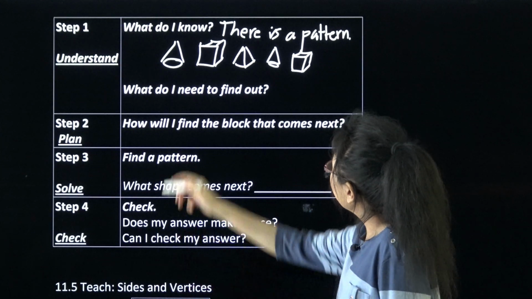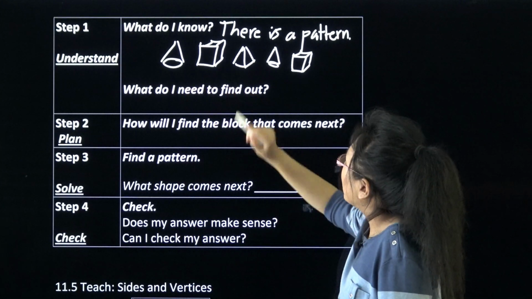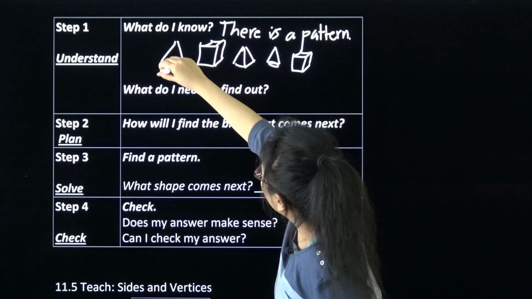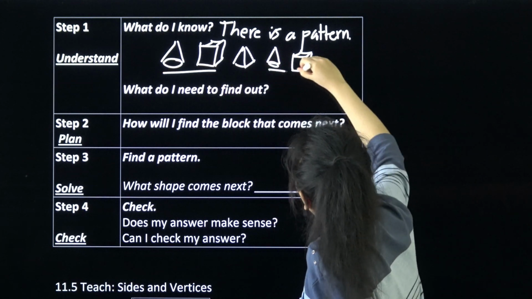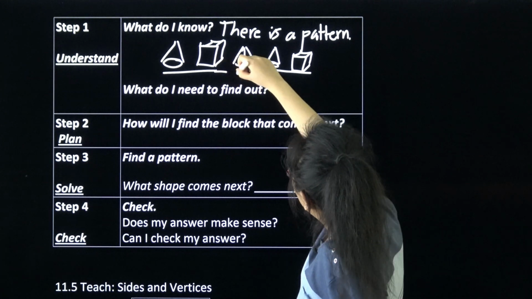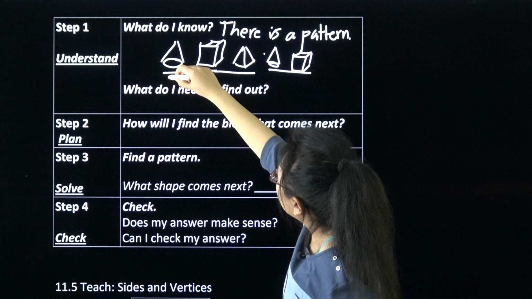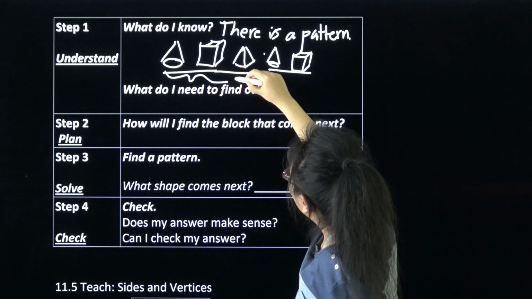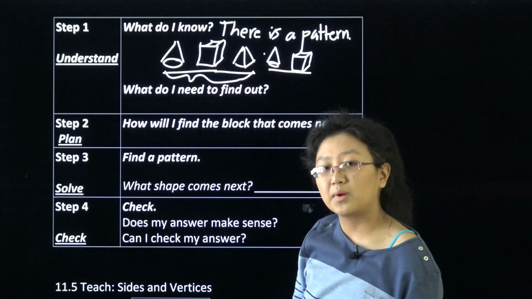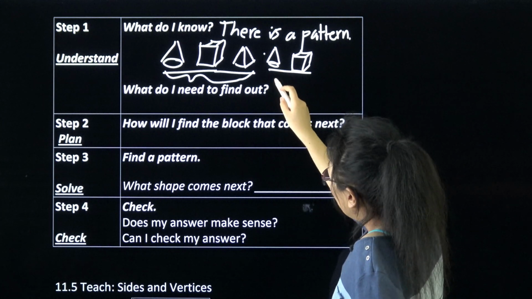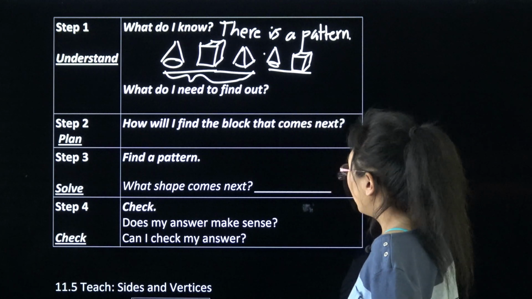Step 3, you solve. You find the pattern. So let's go back here. There's a cone, there's a cube, there's a pyramid. And then there's a cone and a cube again. So we know that there's a cone and a cube, and then there's a cone and a cube here, and then there's a pyramid after. So it's only safe to think that the cone, cube, pyramid is what is repeating itself. So now we can solve the question.